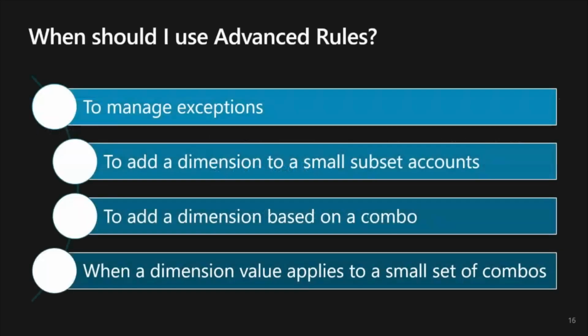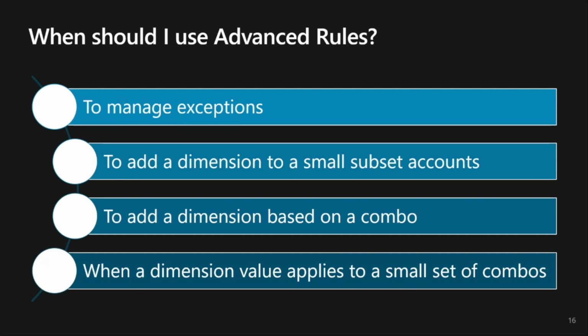Advanced rules are typically used to help you manage exceptions. So, for example, if a certain legal entity needs to behave differently than the other legal entities, you can use an advanced rule to add an additional dimension to a small subset of main accounts. For example, let's say you have a small range of marketing expense accounts and want to track an additional marketing purpose on those 5 to 10 accounts.